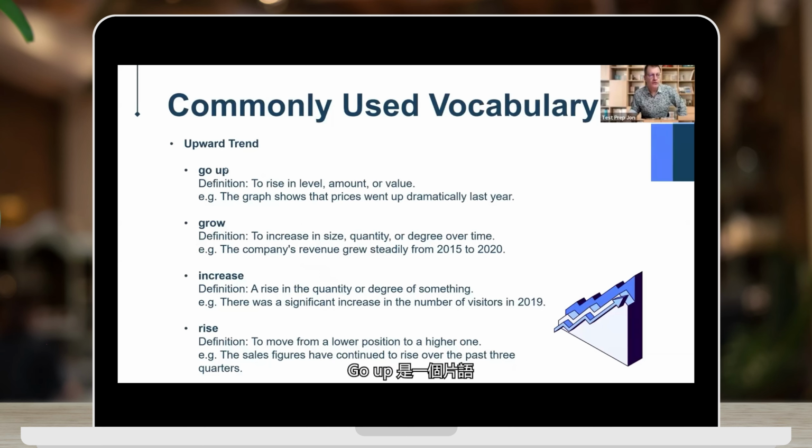Go up is a phrase which means to rise in level, amount, or value. For example, the graph shows that prices went up dramatically last year, and you should know that went up is the past tense of the word go. Remember how I told you, always make sure that you're talking about not just what happened, but how much it happened by adding an adjective to your noun, or in this case, an adverb to your verb.